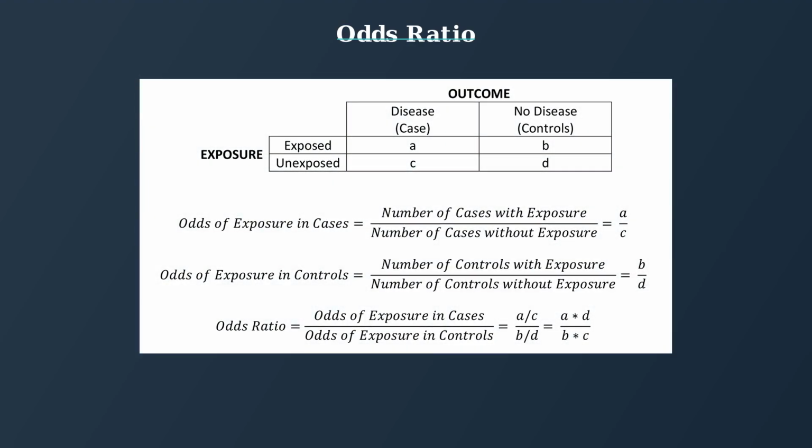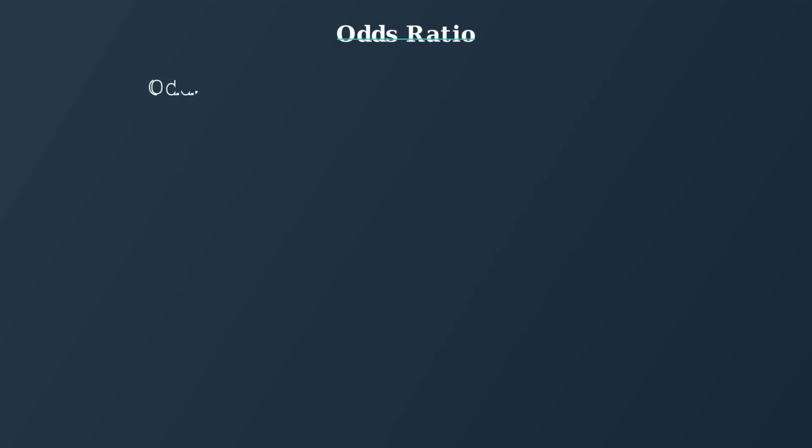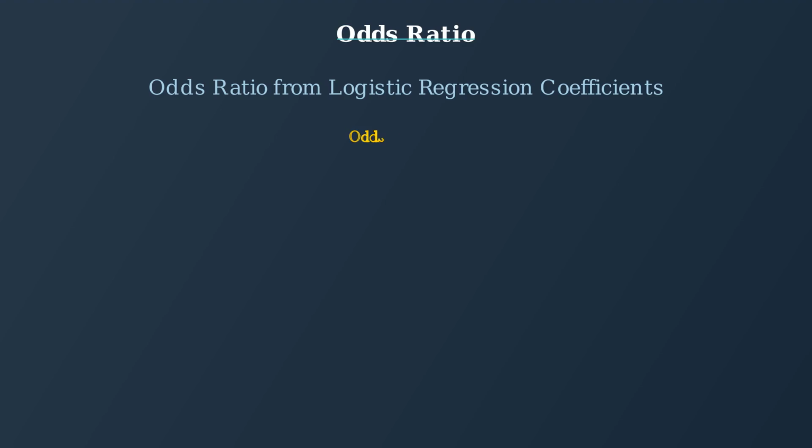Here's another example showing how to calculate the odds ratio. We divide the odds of exposure in cases by the odds of exposure in controls. Notice the cross-product formula, which gives us AD over BC. In logistic regression, the odds ratio for a predictor is calculated by exponentiating its coefficient beta. This gives us a measure of how the odds change when the predictor increases by 1 unit.